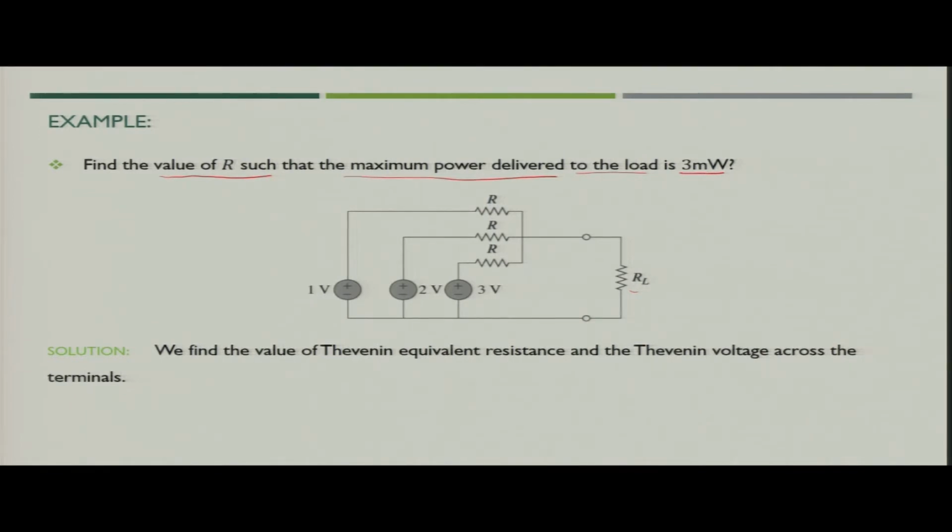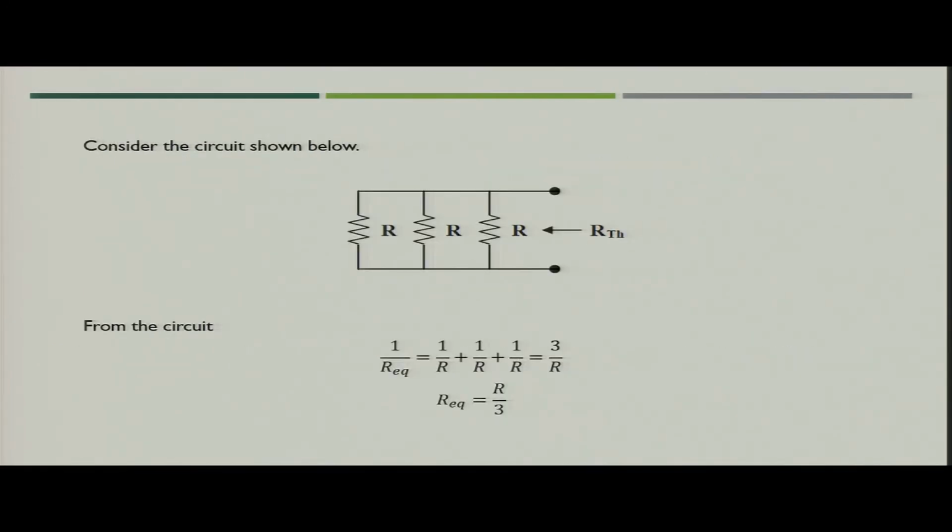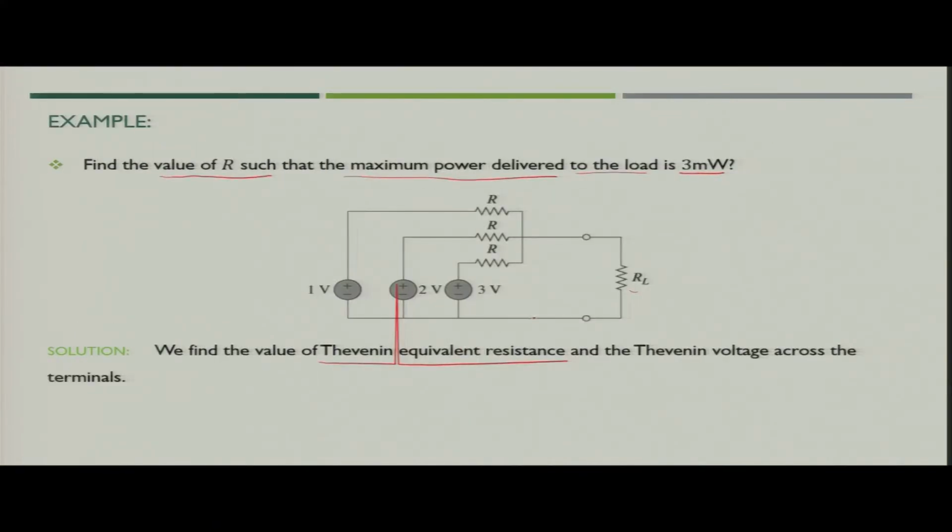So, what we have to do? We have to first find the Thevenin equivalent. So, for the Thevenin equivalent, for RTH, that is the Thevenin resistance, you will short circuit all the voltage sources, because there you have 3 independent voltage sources. So, you will short circuit them and remove the load RL, and you will see what would be the input resistance across these two terminals.